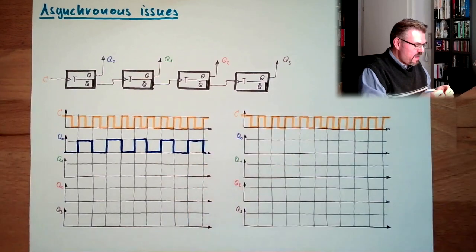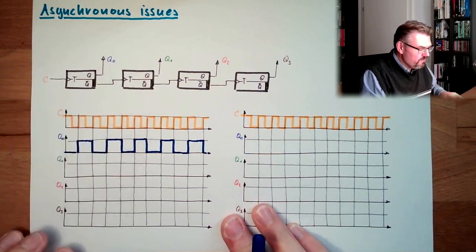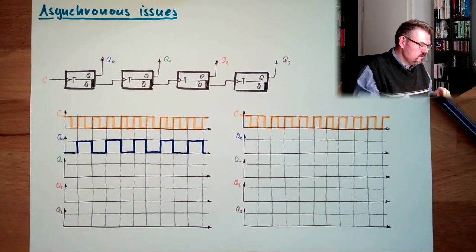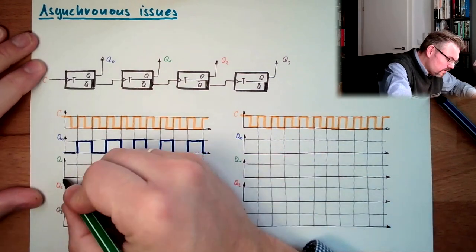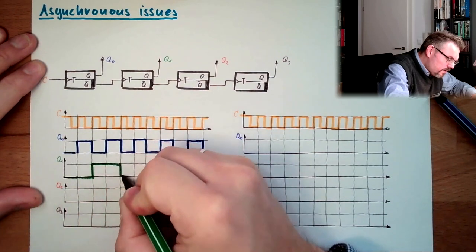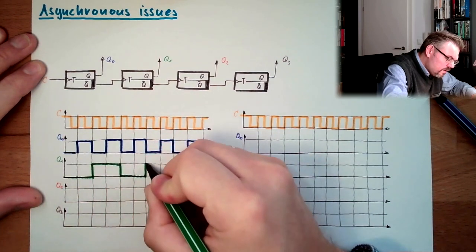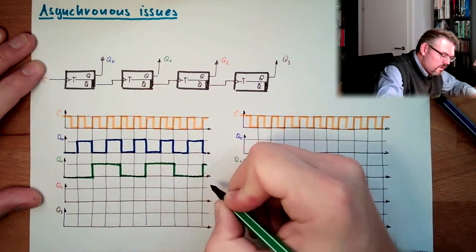Every time we have a falling edge on Q0, Q1 will toggle. Because then this is going to 1, and we'll toggle this one. So we will toggle here, and here, and here, and here. We covered this.